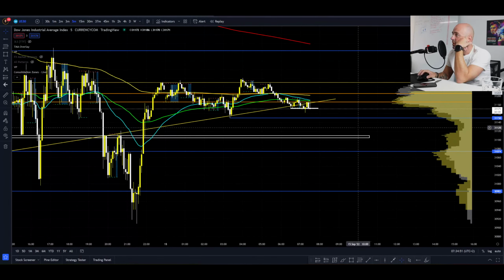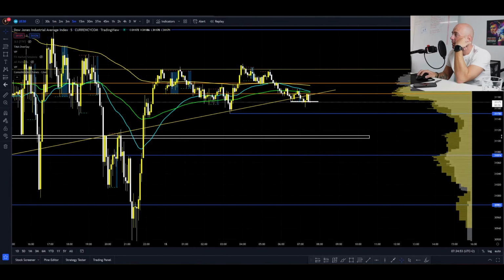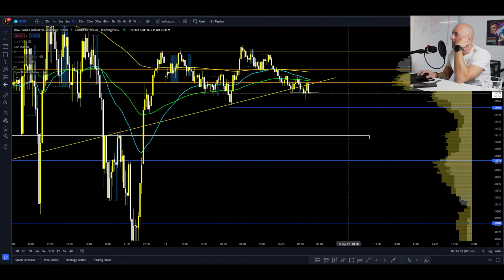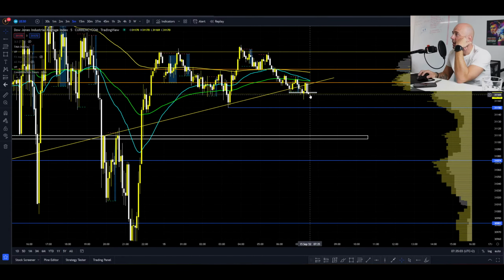What's US30 doing? Okay, so wick up, engulfing down, long wick, continuing down, made a hammer. See if we can get an arm to swing that hammer. Waiting on the MAs to line up.